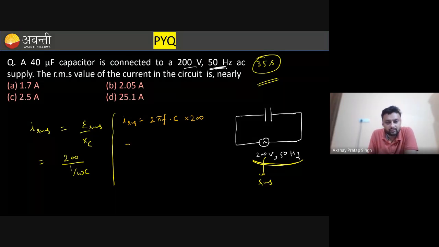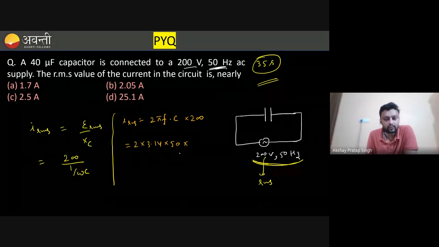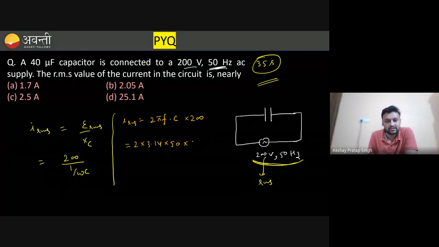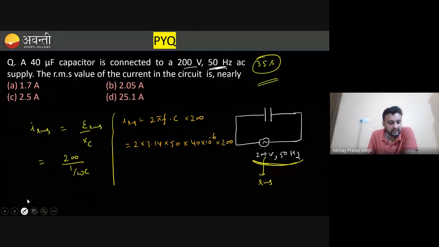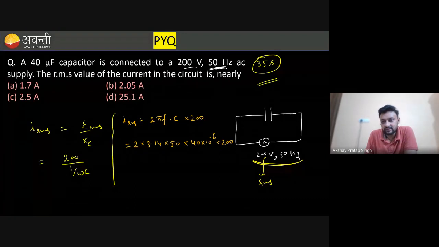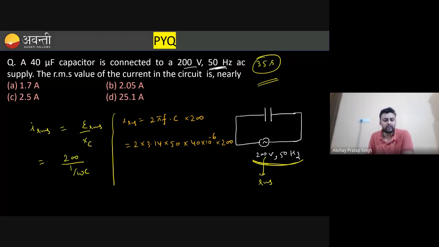Clear? Now put the values. 2 pi is 3.14, F is 50 hertz. Capacitance is what? Joel is saying 2.5. Okay. Capacitance is 40 microfarad, and this is 200. Now this is just the calculation. Can one or two more persons calculate and confirm the answer of Joel? Joel is saying 2.5 ampere.